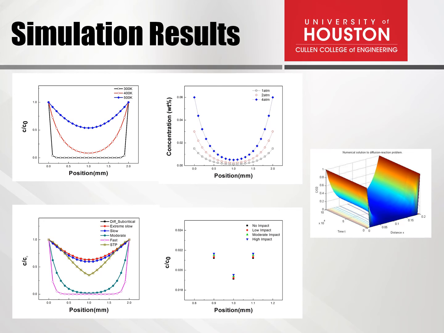Secondly, we examine the pressure effect. The major difference here is the solubility at the interface. Henry's law is used to derive the solubility and also the boundary conditions. Higher pressure leads to higher solubility at the interface and in turn affects the diffusant profile.